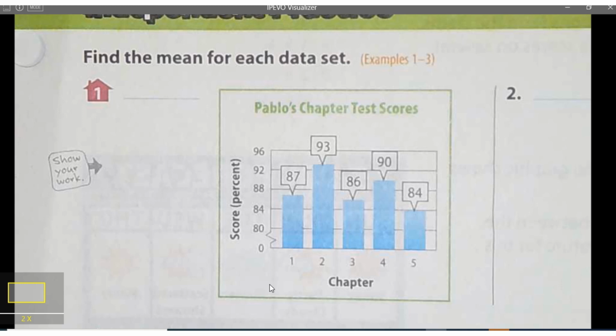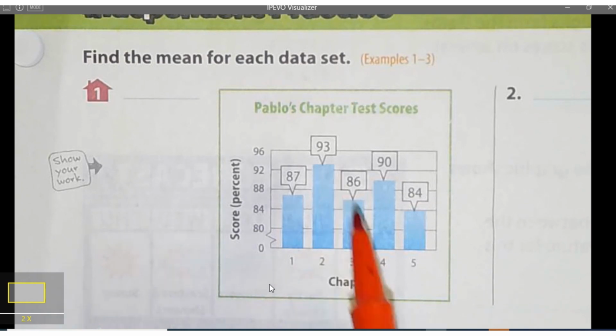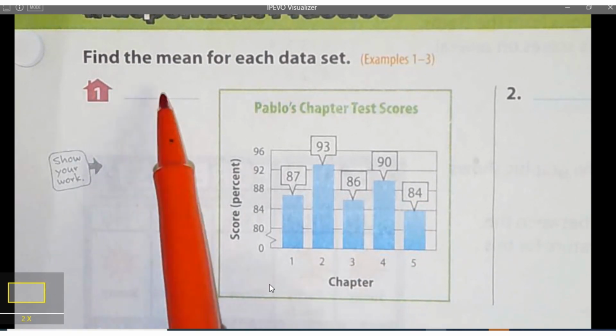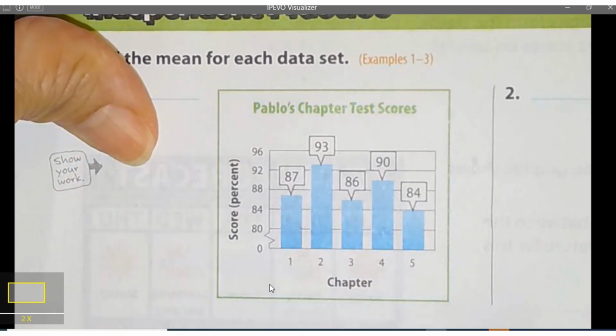In chapter 1 he received an 87%. Chapter 2 he received 93%. Chapter 3 he received 86%. Chapter 4 he received 90%. And then chapter 5 he received 84%. So they want you to find the mean or the average of Pablo's scores. And let's even say these are his math scores. That will make it even more exciting, okay?